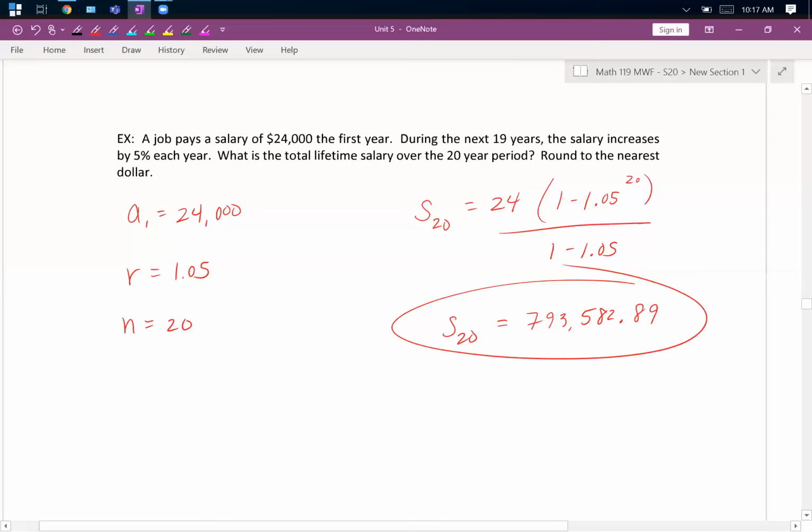So starting at $24,000, over a period of 20 years, getting a 5% raise every year, which is a huge raise, by the way. People don't usually get 5% raises. You're still only going to make, in your 20 years, $793,582.89. Questions at all on finding a partial sum of a geometric sequence?